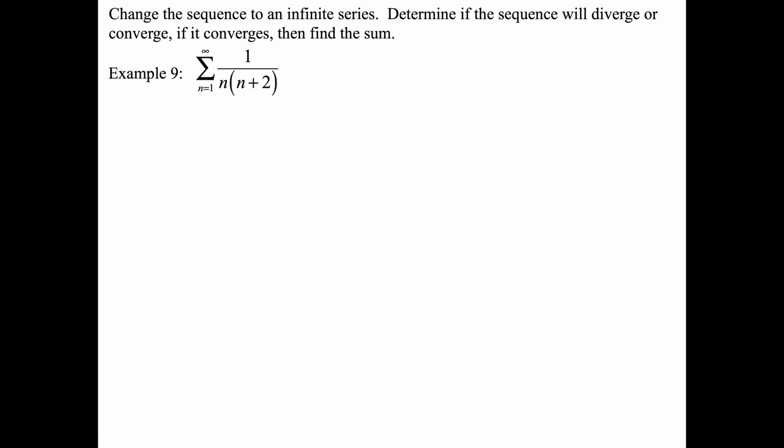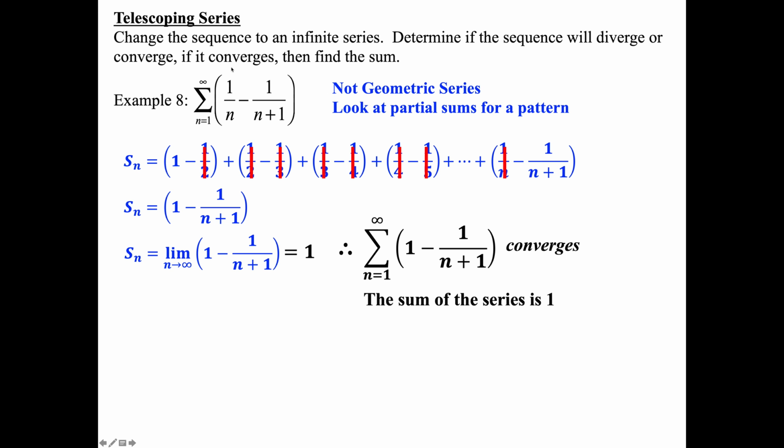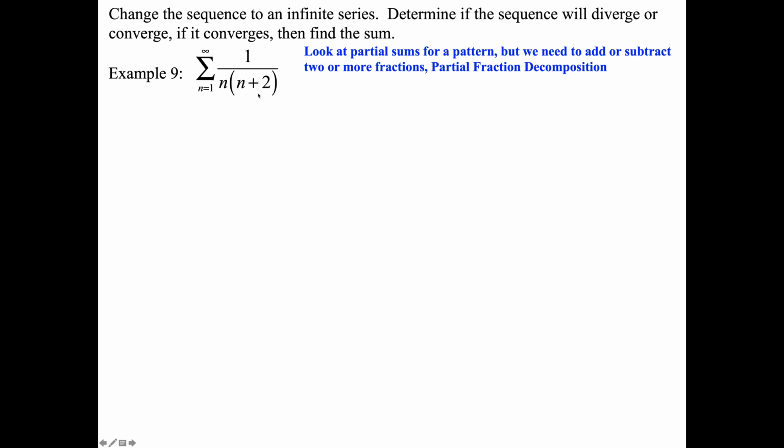All right, example 9. Here, we can't work with this fraction because we need a subtraction of two fractions like we had in the previous example to get this cancellation to happen and make it a telescoping series. Telescoping is because everything on the inside cancels out and you're left with the beginning and the end. So we need to do a partial fraction decomposition to find out what two fractions were being added or subtracted together.